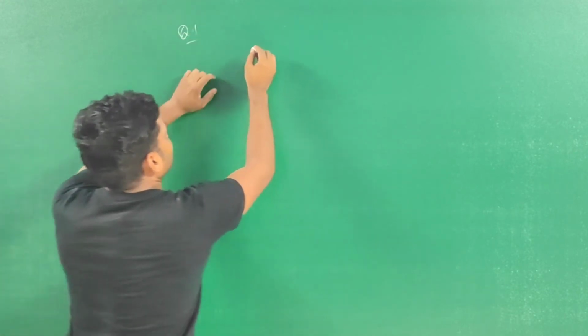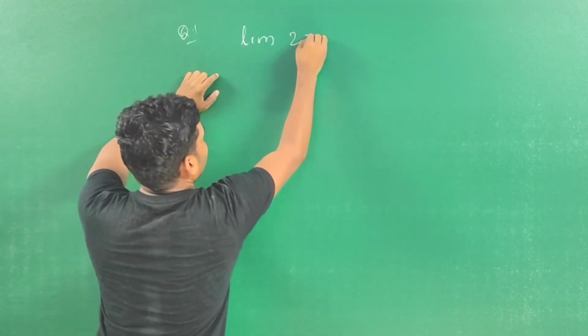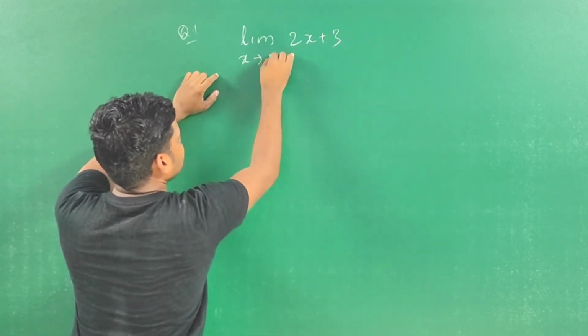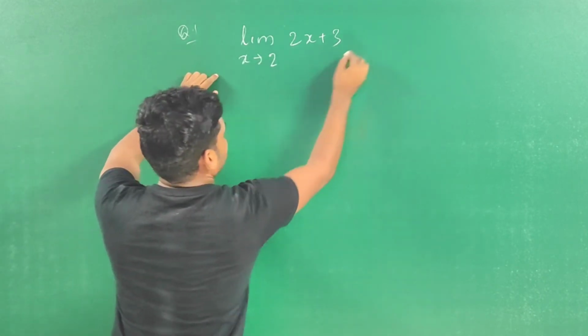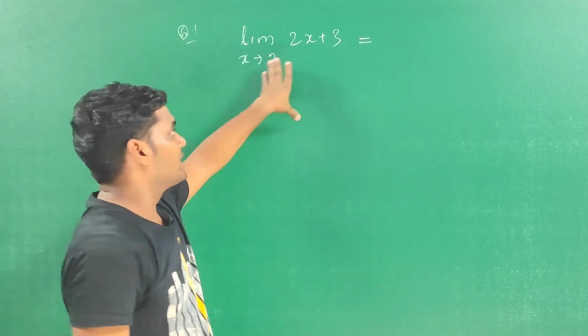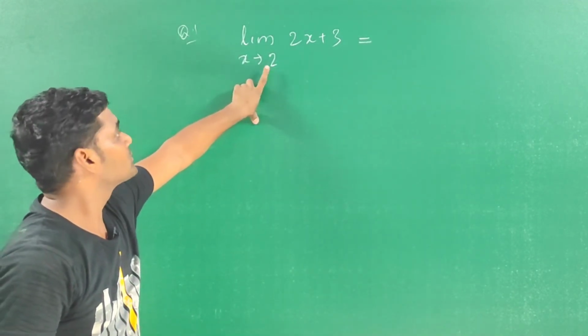Suppose we have to find out the limit of a function like 2x plus 3 when x approaches 2. Here we have to find out the value of this function 2x plus 3 when x goes to 2.